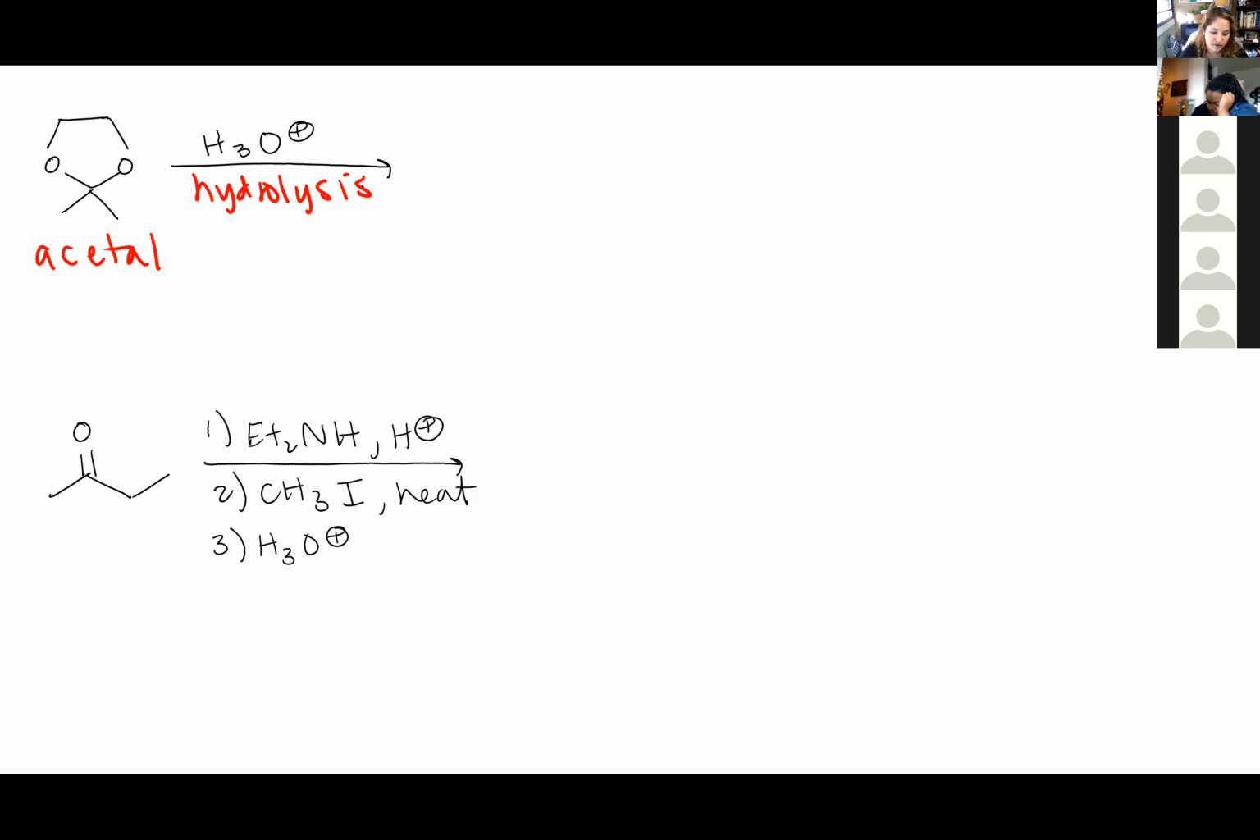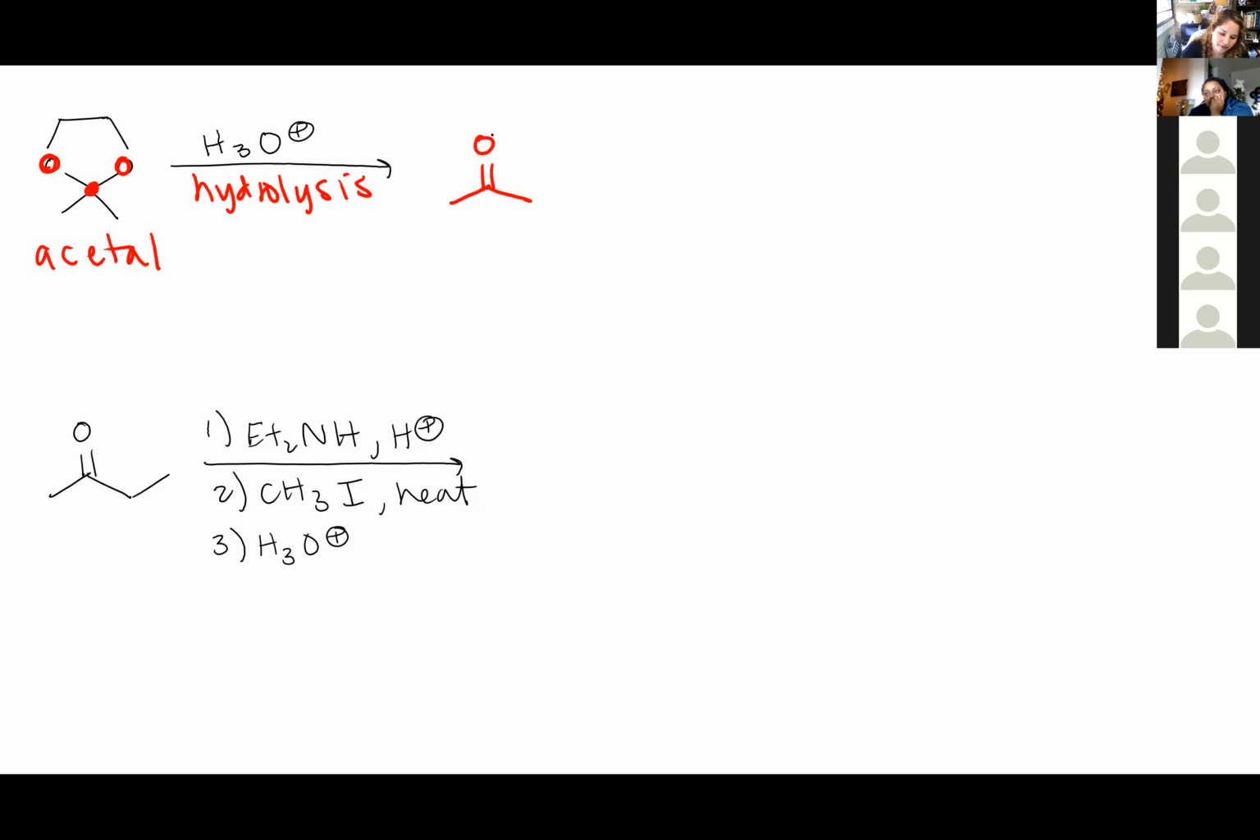So the trick here is to figure out which carbon is the carbonyl. And that's always going to be the one that both of the oxygens are attached to, right? So this is your carbonyl carbon, which means this is an acetal that was made from acetone.